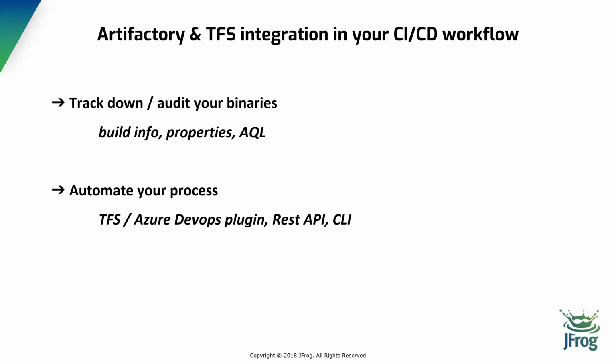Or you can also perform an AQL query based on properties. Like in my example, you would like to delete the artifacts which have passed QA. They have these QA.status properties, and you would like to delete all the artifacts which have this QA.status equal tested. You can do this with AQL combined with the CLI. So we have different ways, different axes for automation.